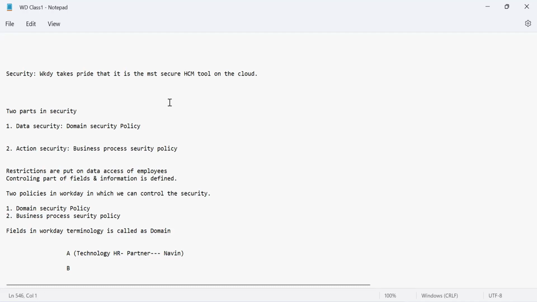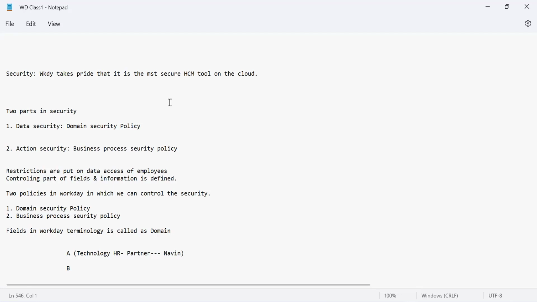So when I say restrictions are put on the data access, I'll give you an example. Everybody, wherever they are working, will be able to see their compensation details, right? This is my package, this is my variable pay. You are able to only see that. You cannot make any changes, correct? You just want to make sure that those numbers are as per what you have got in your offer letter.